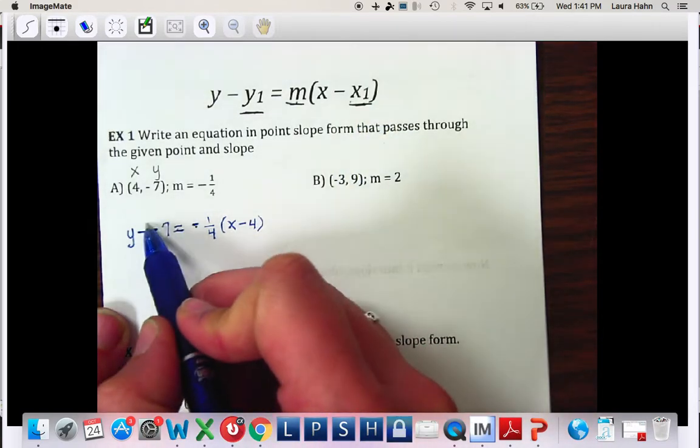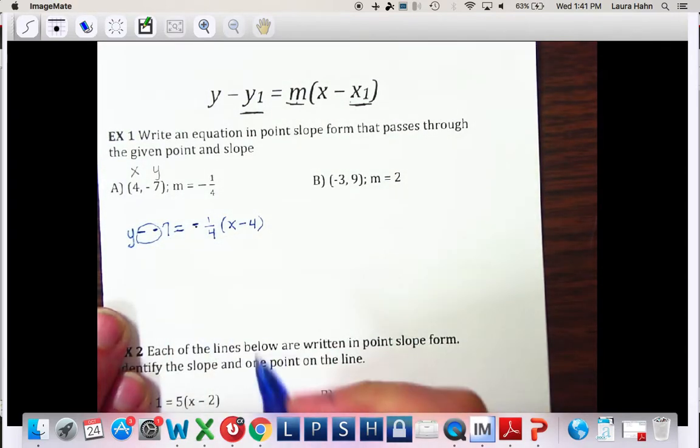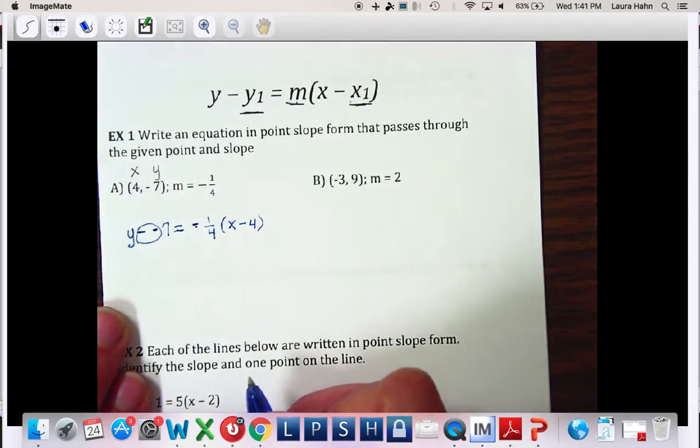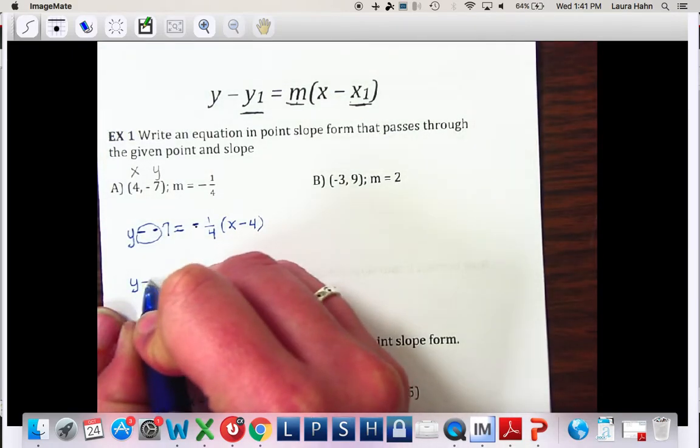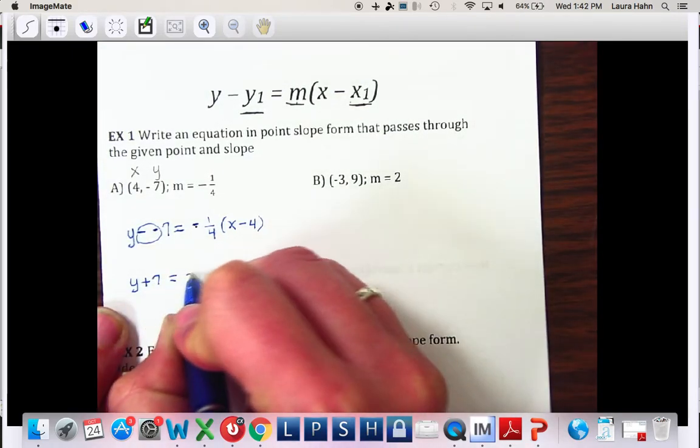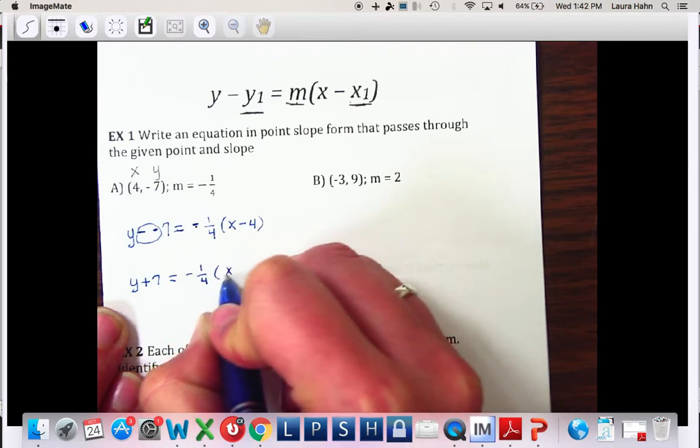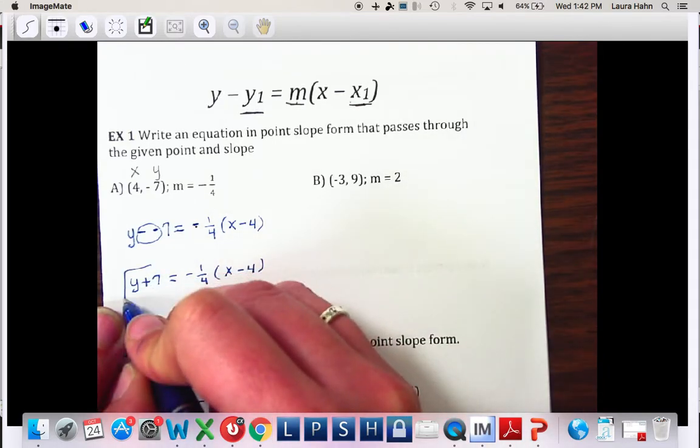Okay, I'm not going to leave it like this because that's a double negative, which is not proper. So a double negative we know is a positive. So that's y plus 7 equals -1/4 times x minus 4. So this is how you write the equation in point slope form.